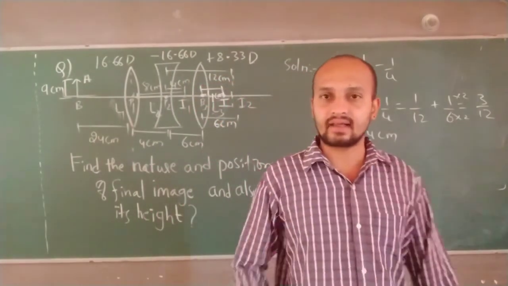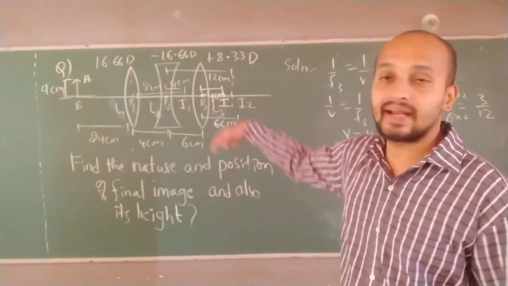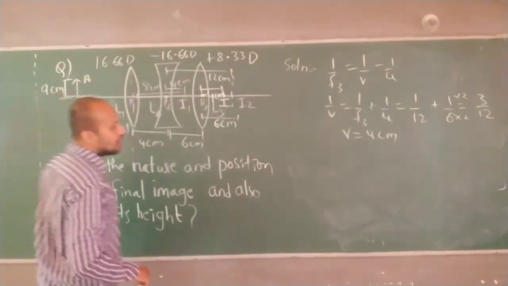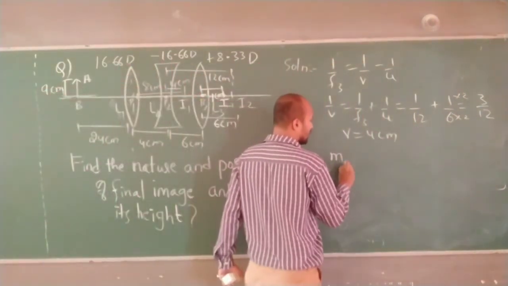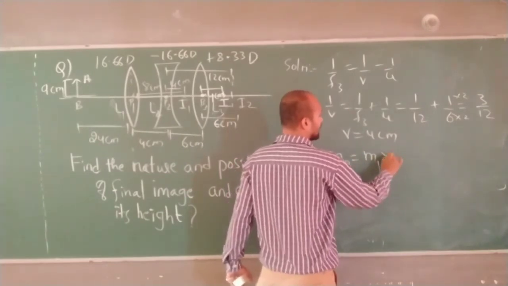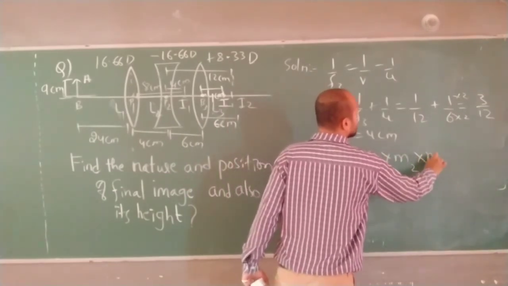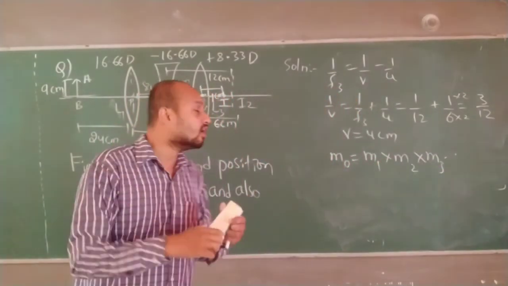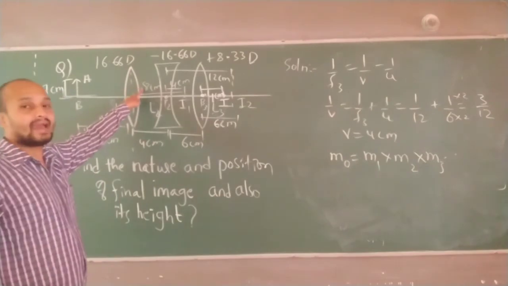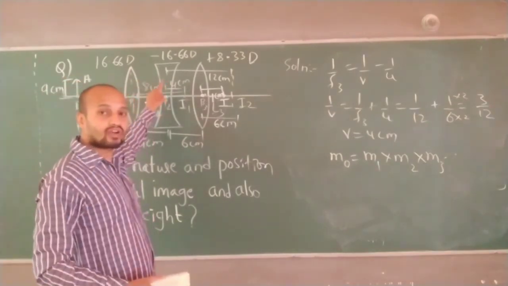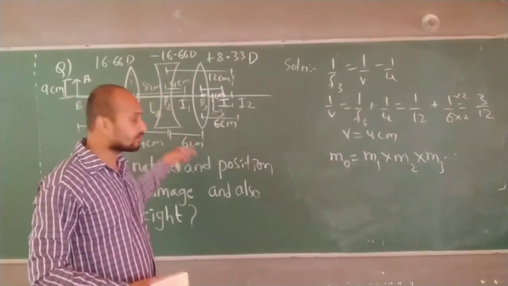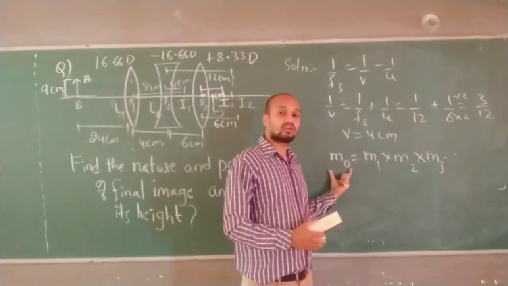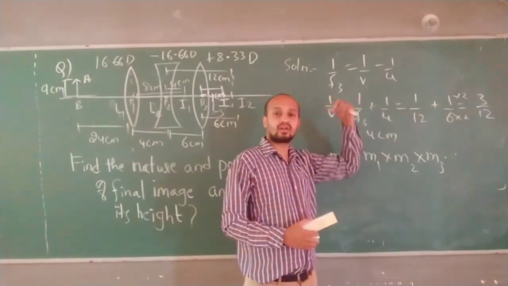I will calculate the magnification due to this complete combination. How am I going to calculate? Overall magnification is given by M1 into M2 into M3, and so on. I told you this is the definition for a combination when one image will act as an object for another lens or another mirror. The overall magnification of the combination is M1 into M2 into M3 going on up to Mn.